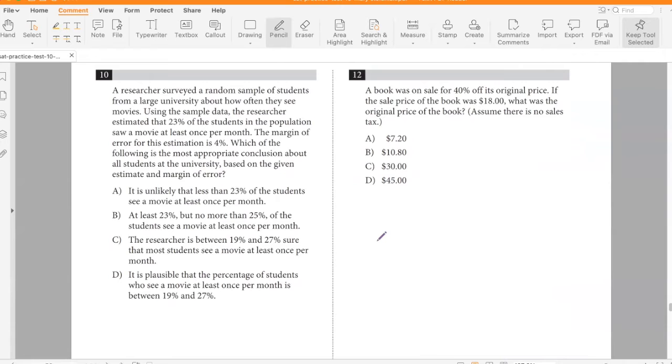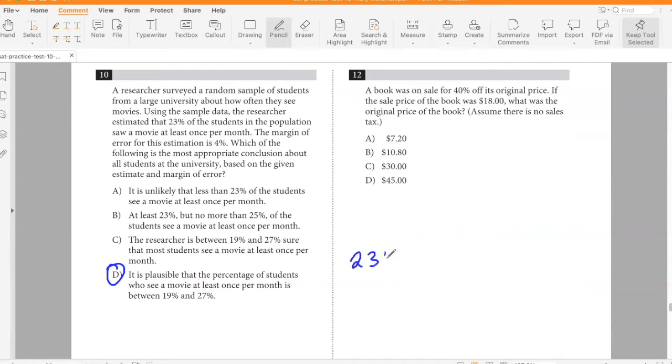per month. At least 23%, but no more than 25% of the students see a movie at least once per month. The researcher is between 19 and 27% sure that most students see a movie at least once per month. It is plausible that the percentage of students who see a movie at least once per month is between 19 and 27%. So it's D, right?